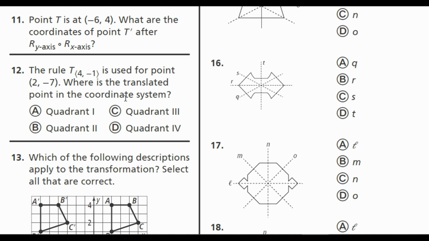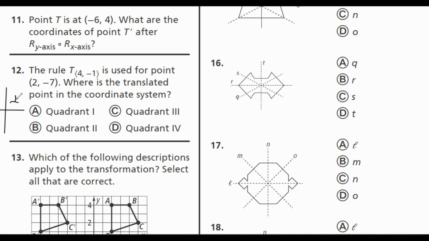Number 12, the rule translate 4 to the right, down 1 is used for point 2, -7. Where is the translated point in the coordinate system? All right. So what I'm imagining they are aiming to do here is just kind of get our Algebra 1 understanding back under our feet. They're just testing to see if we remember our quadrants, right? And then if we can properly move it.